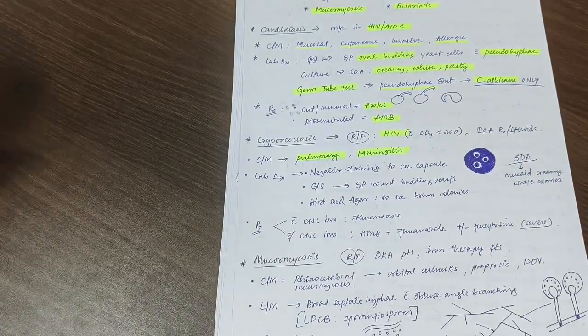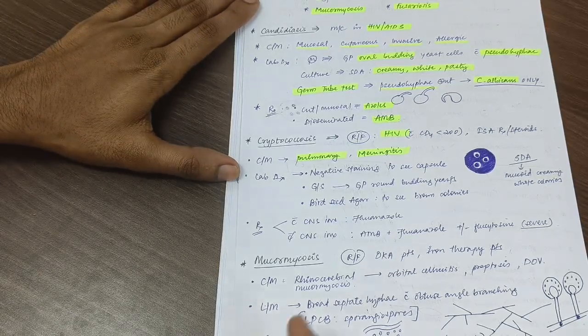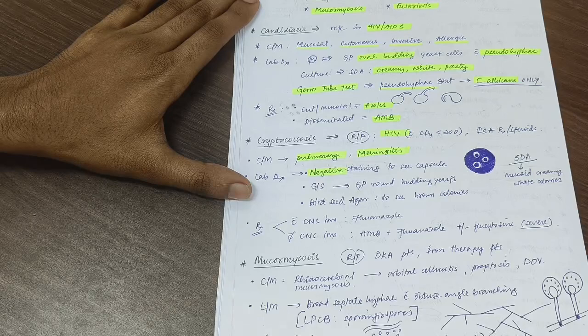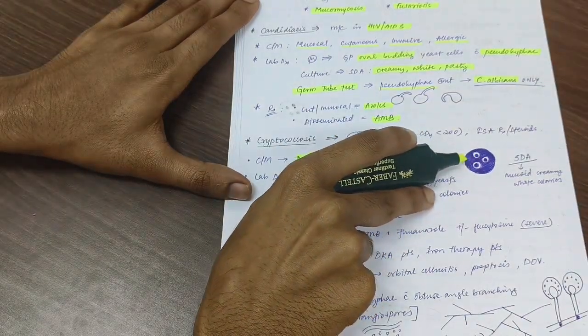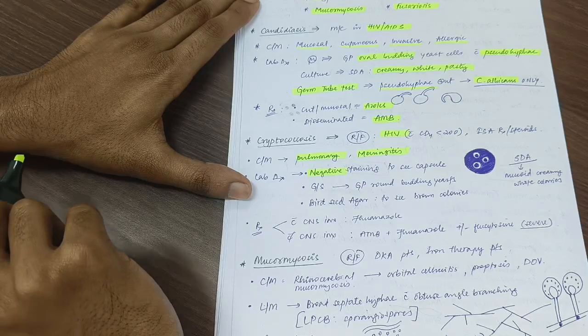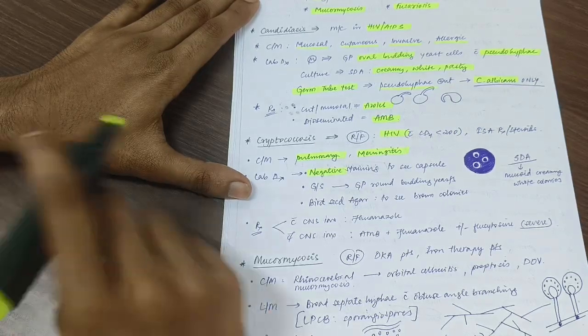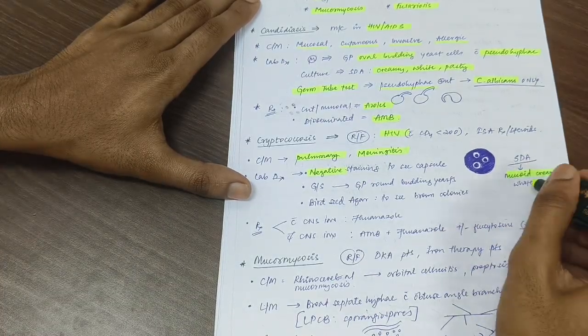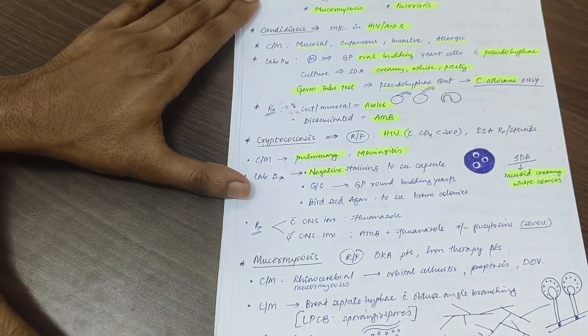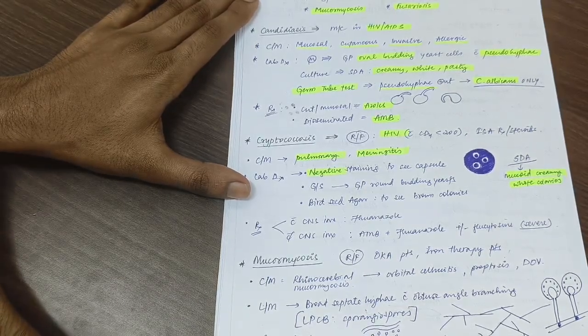How are you going to diagnose? I told you, the Cryptococcus capsule is diagnosed by negative staining. You are not able to see the capsule here. The white thing you are going to see, right? That is the capsule. It is not stained. That's why it's called negative staining. On the SDA, you are going to see mucoid creamy colonies. Wherever you see mucoid colonies, it indicates the bacteria or the fungi is capsulated.